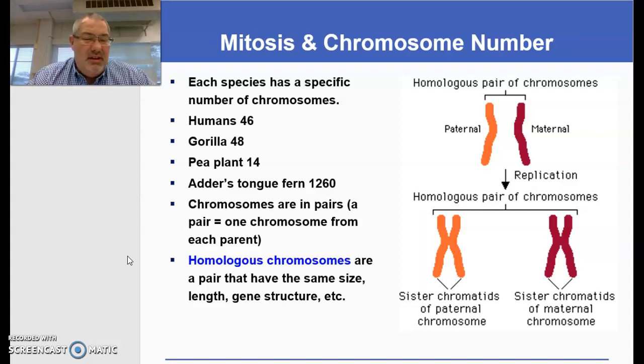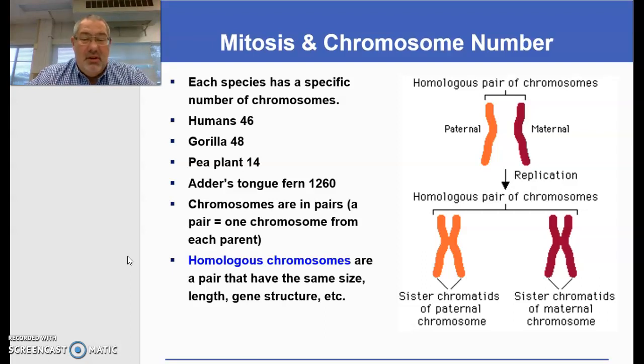Before a cell can divide, the first thing it does again is replicate each chromosome, so that it can then split those replicated chromosomes in half, and the daughter cells that form will contain a set of those chromosomes.